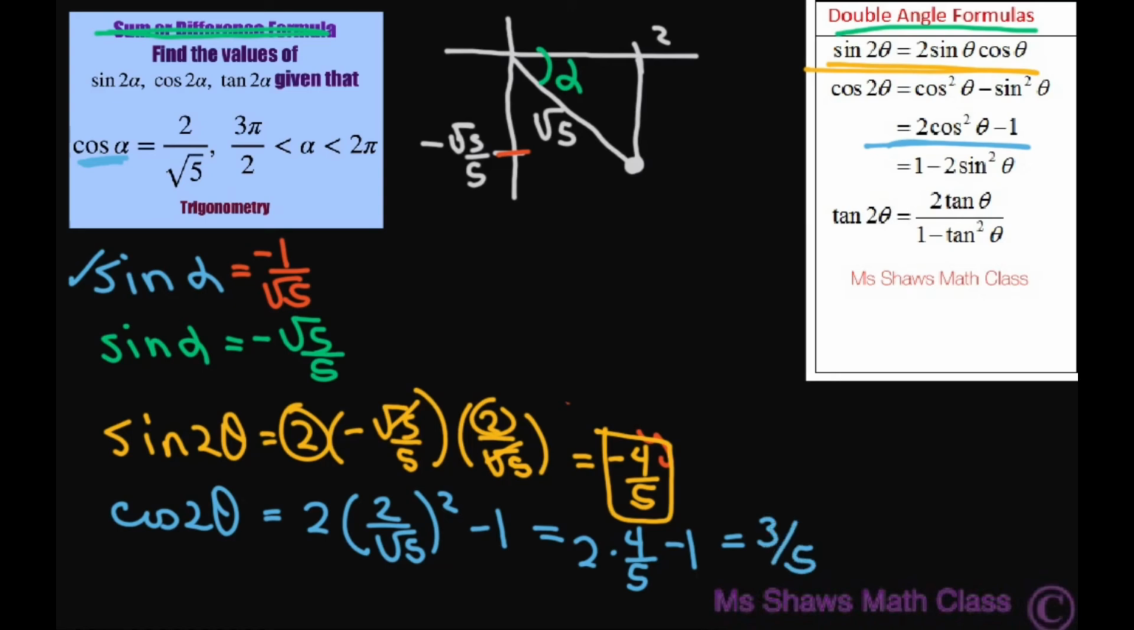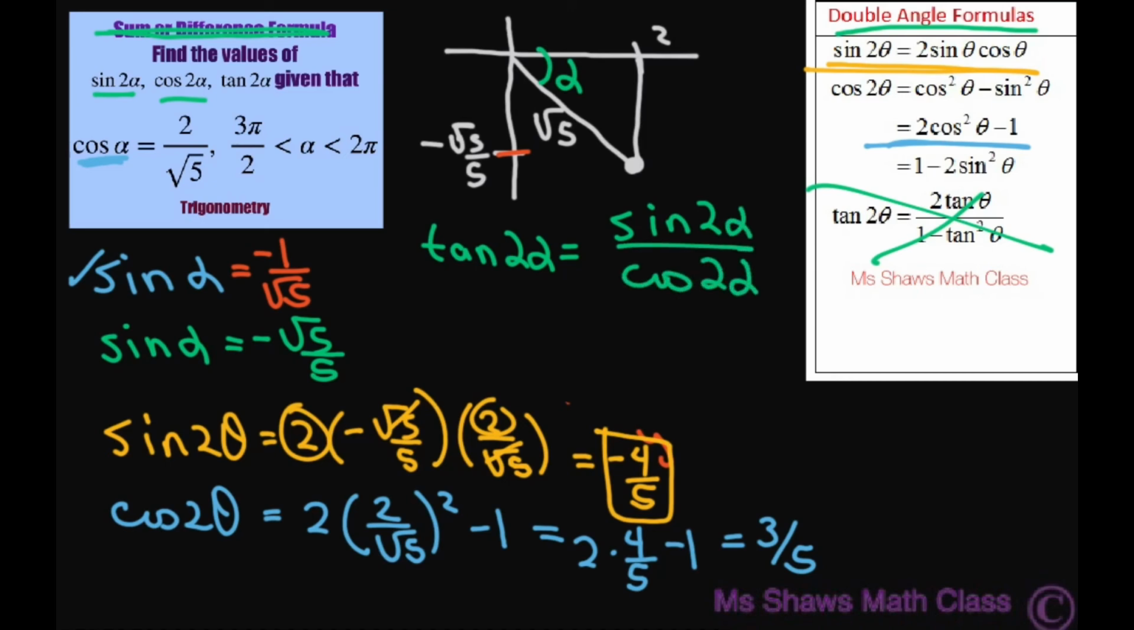Now the tan of 2 theta, or 2 alpha, instead of using the formula here, since we already had to do sine and cosine, we know that this is going to be sine of 2 alpha divided by cosine of 2 alpha. So this is just going to equal negative 4/5 divided by 3/5. And then the 5's cancel, so this all is going to equal negative 4/3 for this one.